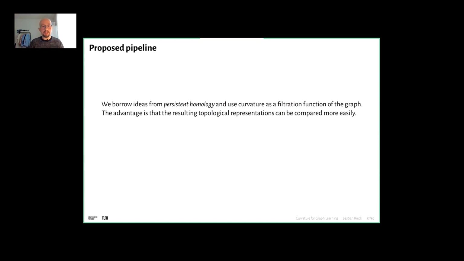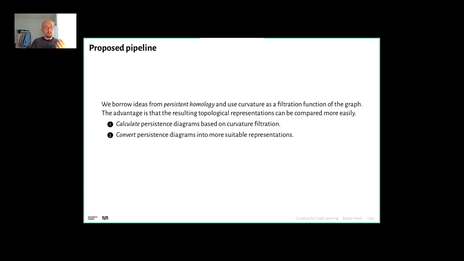So given 10 graphs, there is no easy way to create an average graph, but given 10 persistence diagrams or 10 different topological descriptors, it is possible to generate some kind of mean diagram or some kind of mean descriptor. Now, what we do in practice here, what we propose doing is based on a three-step program in a sense. Namely, we first calculate persistence diagrams based on curvature filtrations. We then convert these persistence diagrams into more suitable representations.